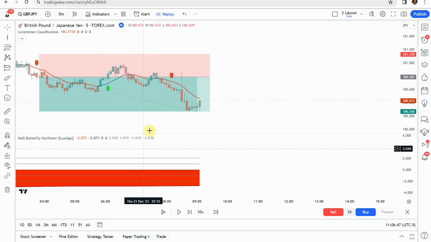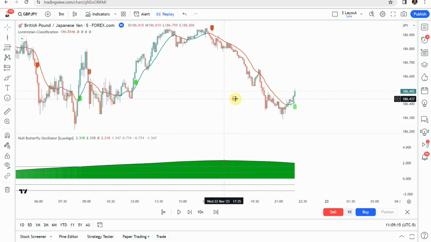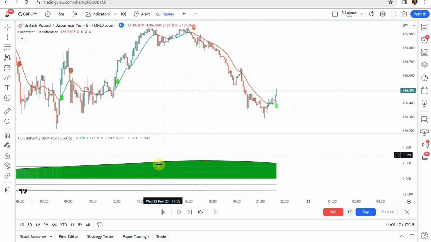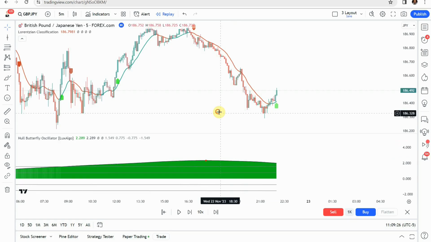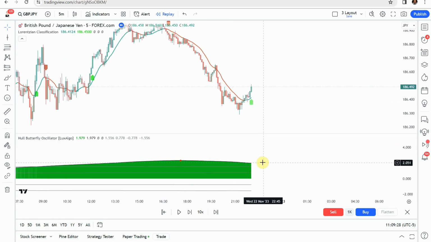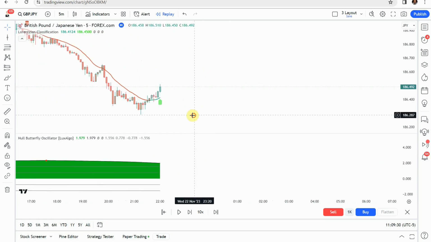And for a long trade, what we're looking for is the Hall Butterfly to be green. And again, it needs to be above that upper band right there. It's really faint and kind of hard to see, but it's above the upper band. It is declining at this point, but it's still above that upper band.